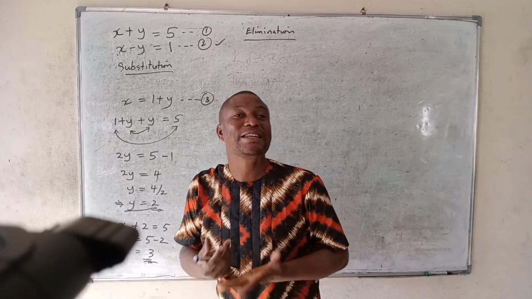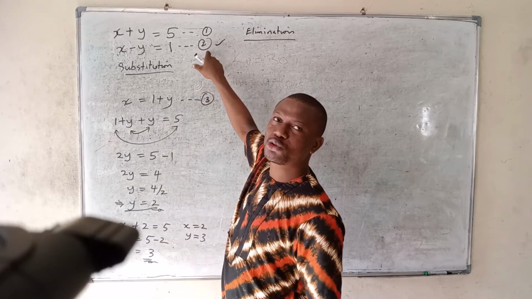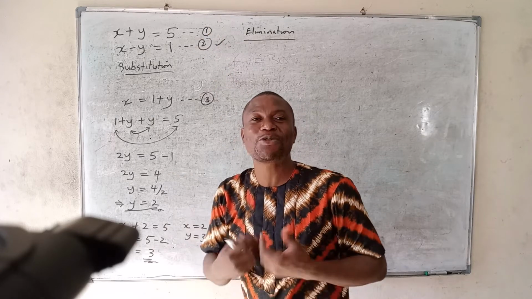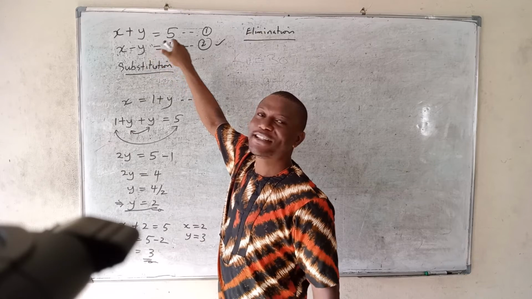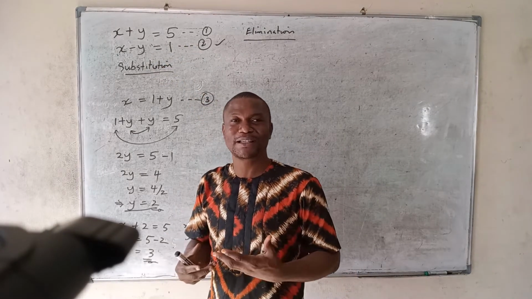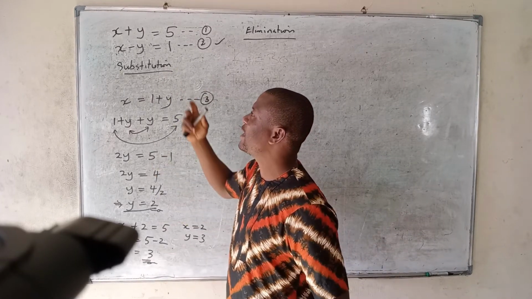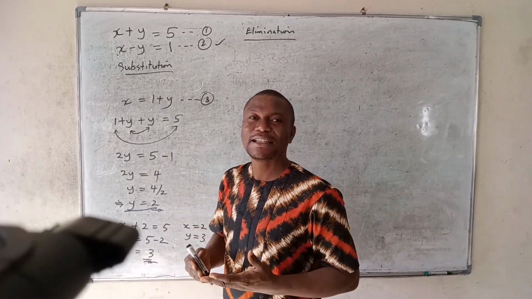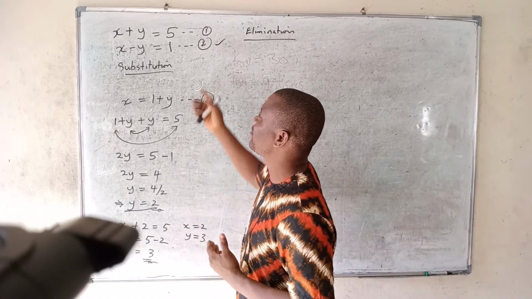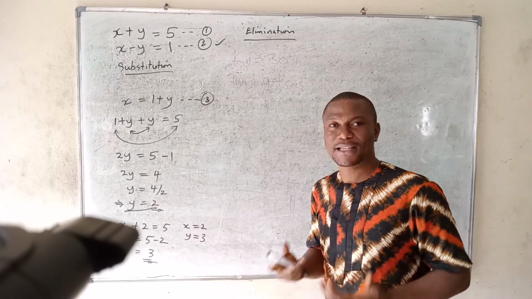So if you want to eliminate x, you subtract equation 2 from equation 1. But if you want to eliminate y, you add equation 1 and equation 2. So whichever way you want to do it, you can do it to eliminate one variable. So let's say we want to eliminate x. What we have to do is to subtract equation 2 from equation 1, or vice versa.